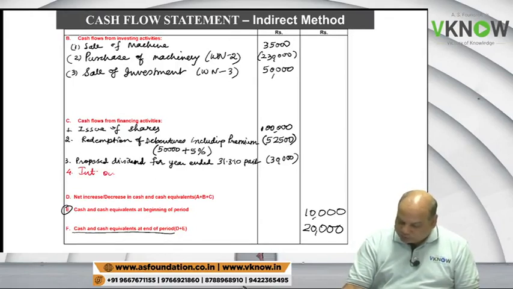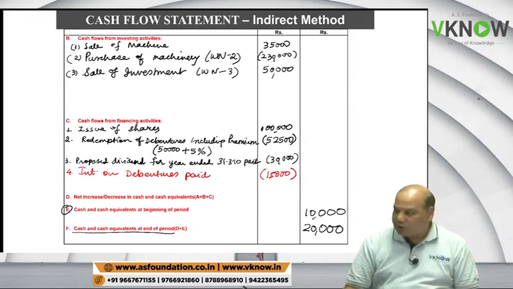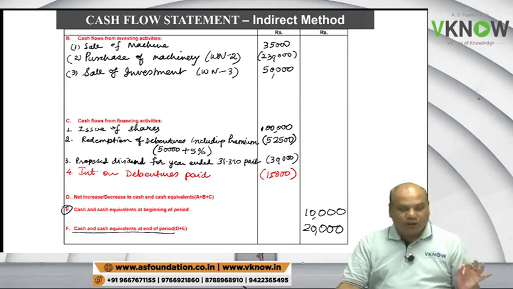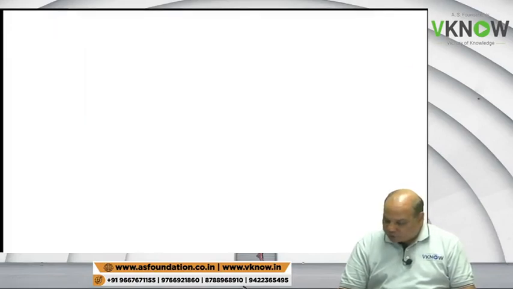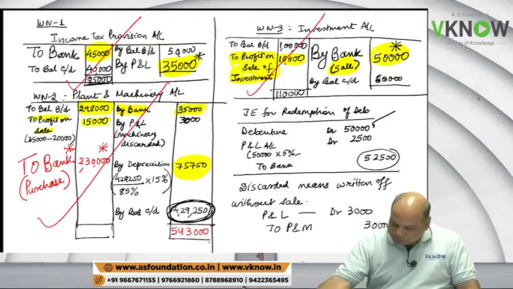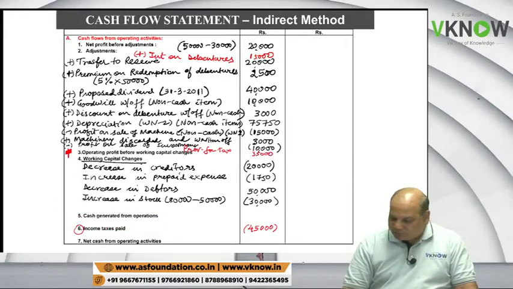The next effect will be in financing activity. In financing activity, interest on debentures paid, in bracket write 15,000, it is an outflow. 15,000 interest on debenture paid. Okay, everybody, now take your calculator. First, I will just check whether all working notes are closed. This is closed, closed, closed. Yes, so we are now ready to complete the answer.